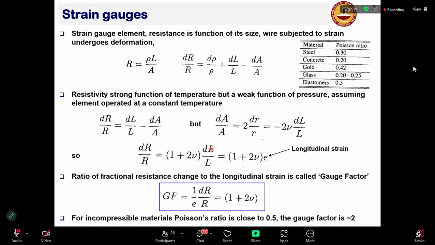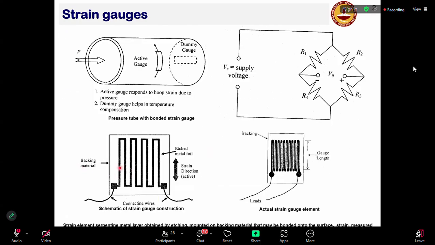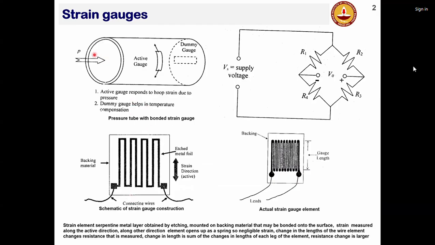That means when you mount your strain gauge, the strain is acting in this direction because of the internal pressure. The hoop strain will be acting in this direction. So each of these limbs, the metal foil limbs, will get extended. Okay, dL over L will be acting in this direction.